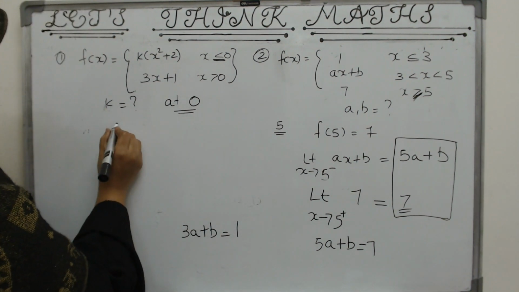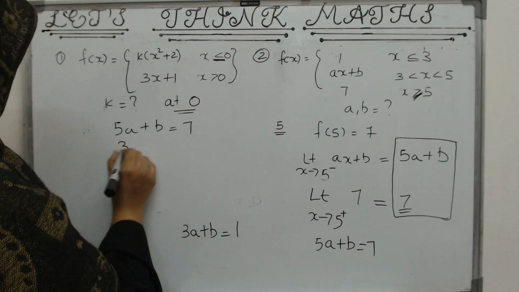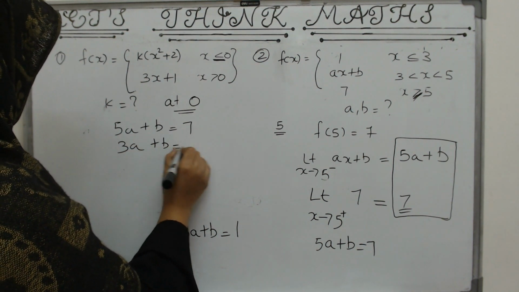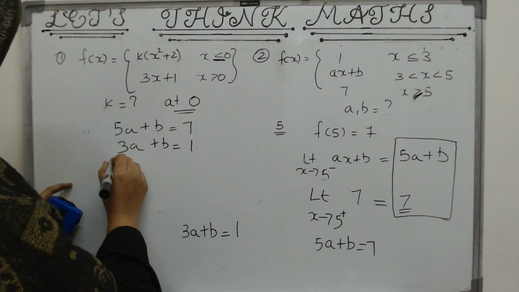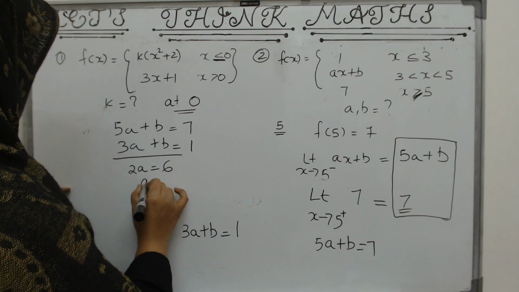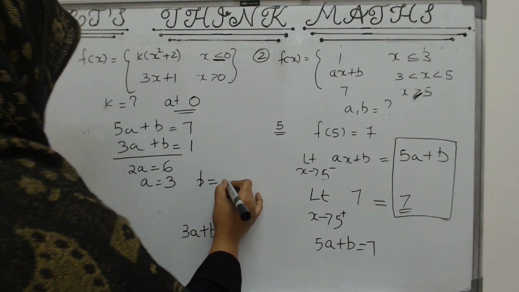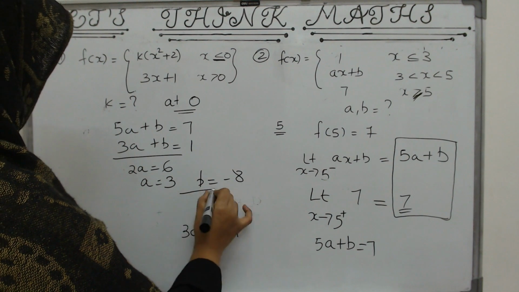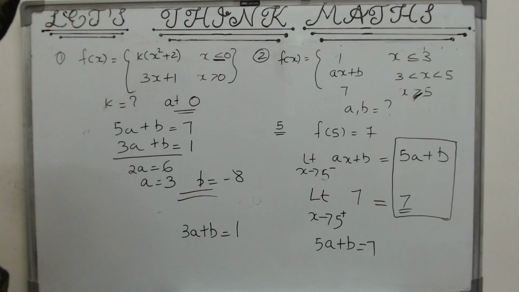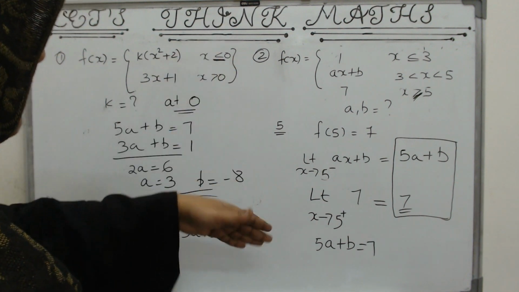Now, solve these two equations and you will get your answer. What are the two equations? 5a plus b is equal to 7. 3a plus b is equal to 1. Then subtracting these two equations, you will get 2a is equal to 6, which is a is equal to 3. If a is equal to 3, then b will be equal to what? Minus 8. So these are the two values for which your function will be continuous at both 3 and 5.